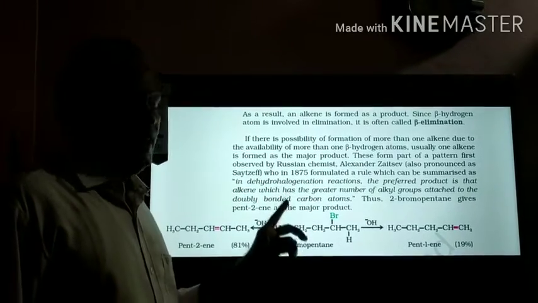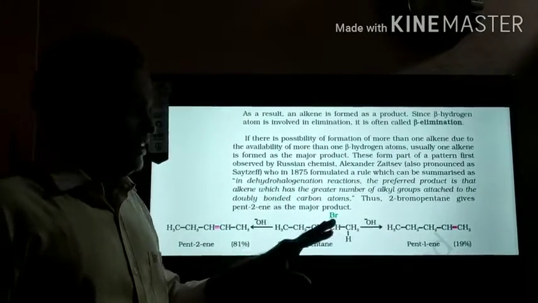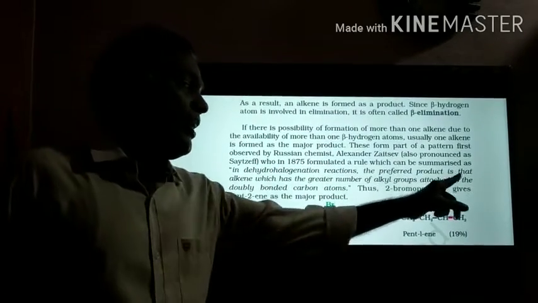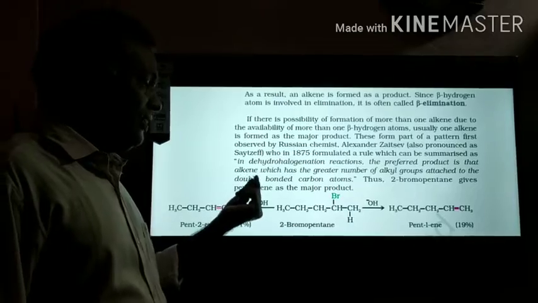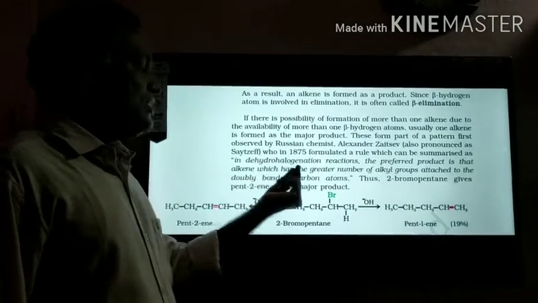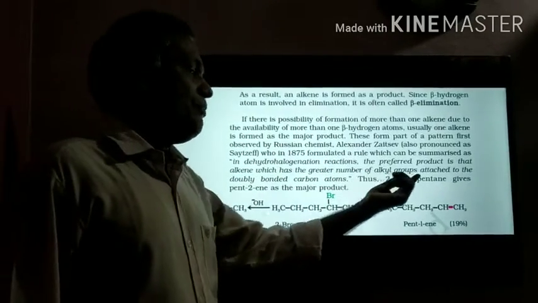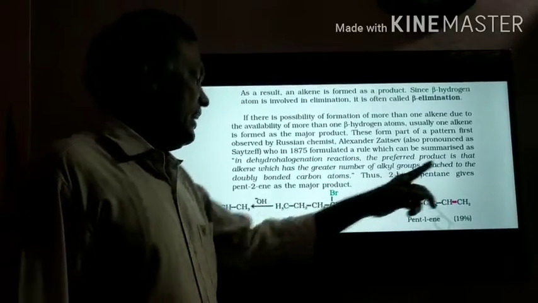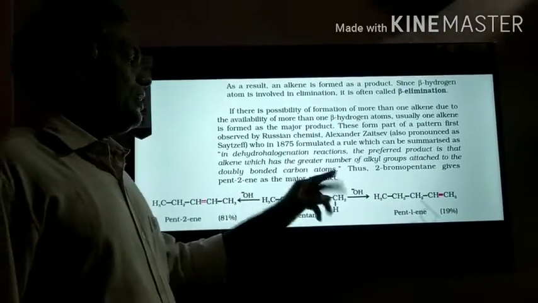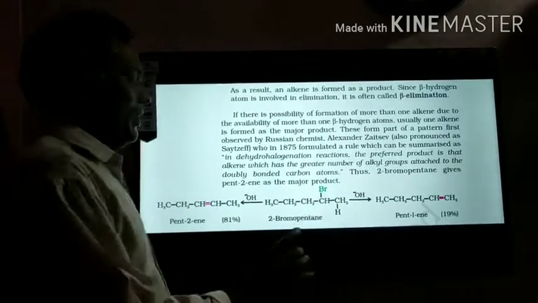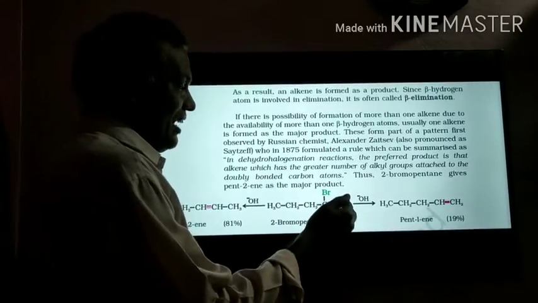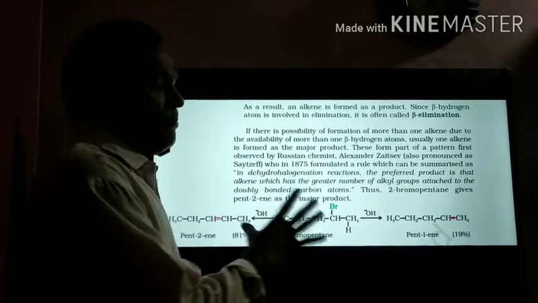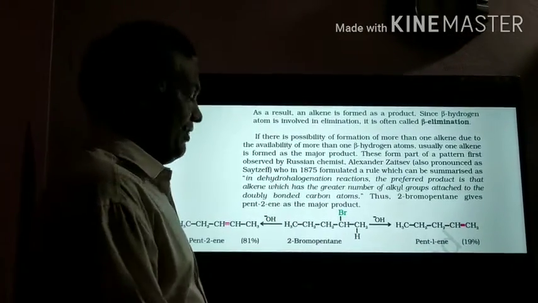In dehydrohalogenation reactions, where dehydro means removal of hydrogen and halogen, if they take place, the preferred product is that alkene which has the greater number of alkyl groups attached to the doubly bonded carbon atoms. If the doubly bonded carbon atoms have more alkyl groups, that will be the major product. An example is also given.